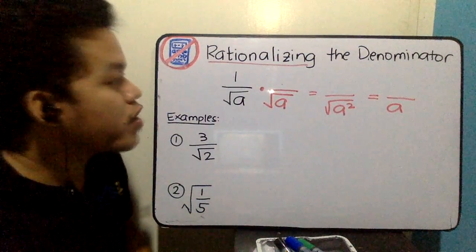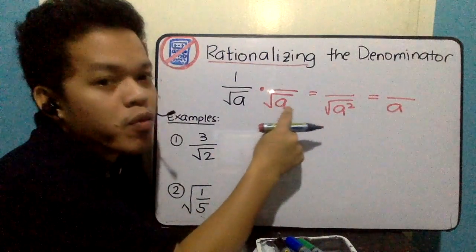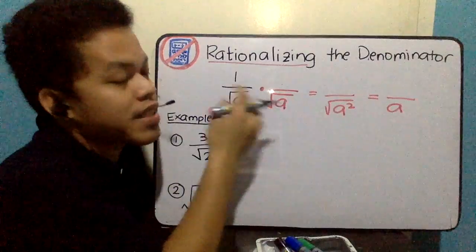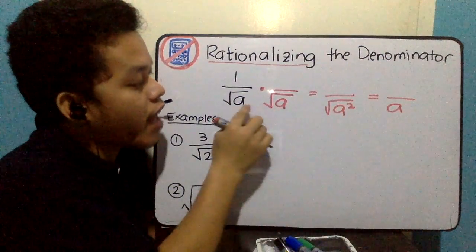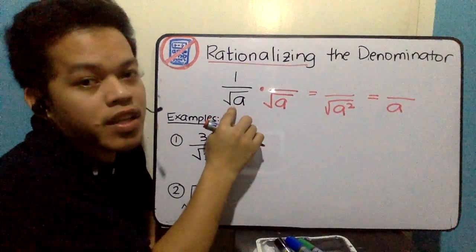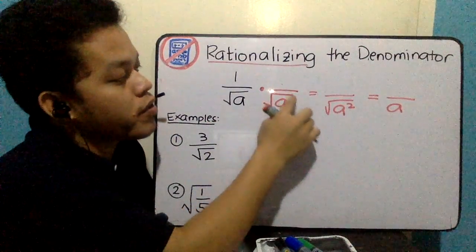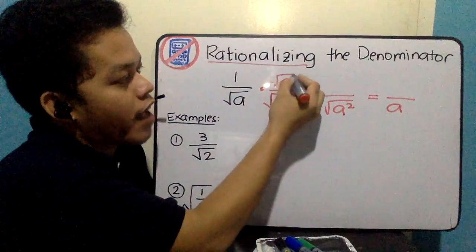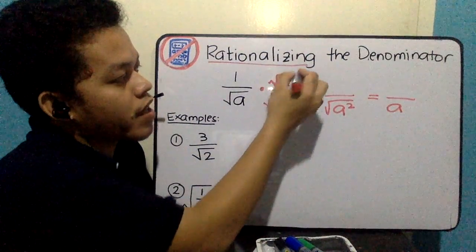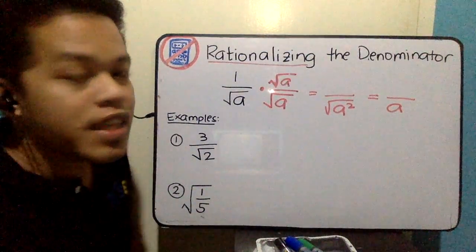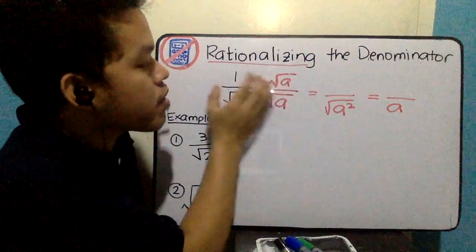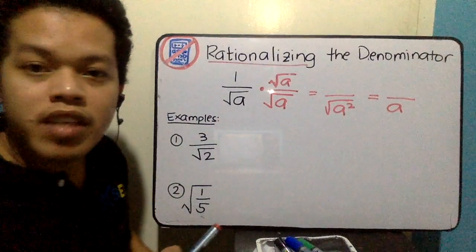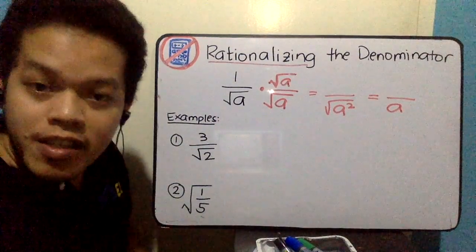Okay, and in order to multiply this by 1, what will you multiply to 1 over square root of a, or what expression that is equal to 1 can actually eliminate the radical symbol in the denominator? In order for this to be equal to 1, we have to have the expression square root of a over square root of a. In this way, you're actually multiplying this term by just 1, and it will not change the value of the original expression.